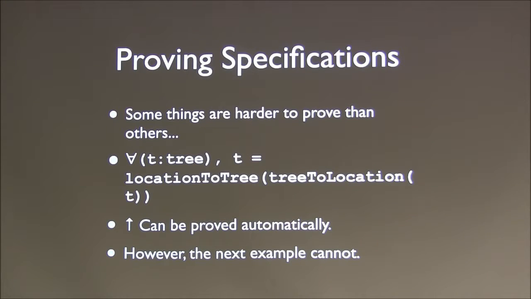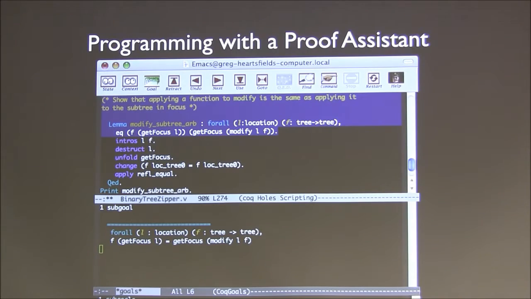So this one here, that location, tree location, Coq will prove automatically for you. Put that in there. You use a tactic called auto. It'll try some random stuff. You'll say, oh yeah, this works out very easily, and you're done. The next specification I'm going to show can't be proved automatically by Coq.